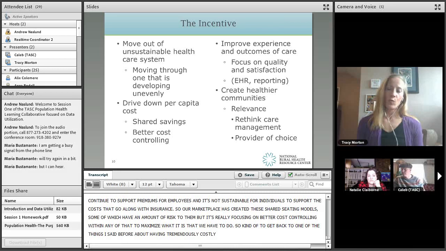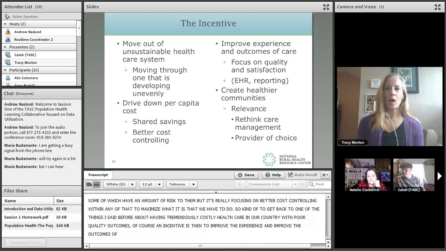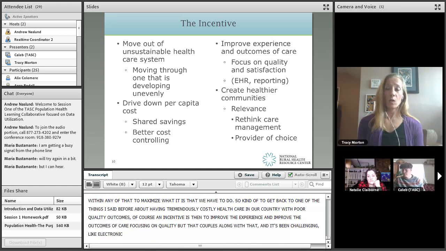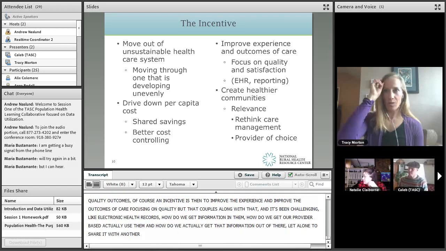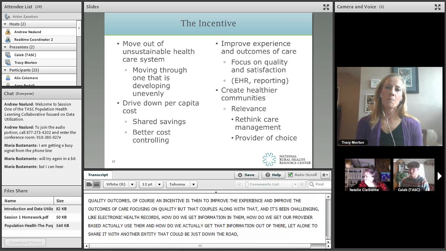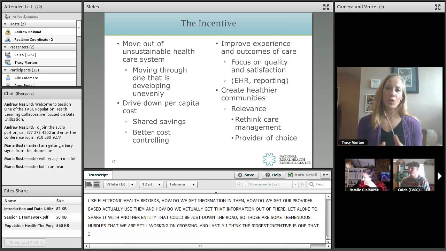Another incentive for shifting into population health is just to drive down the per capita cost. We know it's not sustainable. It's not sustainable for the healthcare systems. It's not sustainable for insurers or the health insurance payers. It's not sustainable for employers to continue to support premiums for employees, and it's not sustainable for individuals to support the costs that go along with insurance. So our marketplaces created these shared savings models, some of which have some amounts of risk to them, but it's really focusing on better cost controlling within any of that to maximize what it is that we have to do.